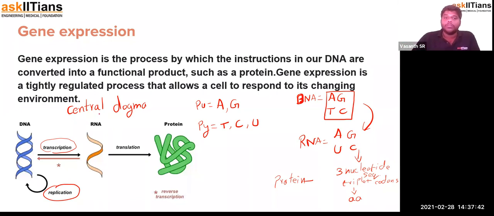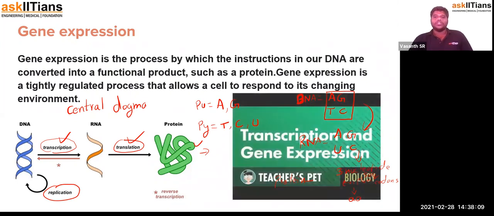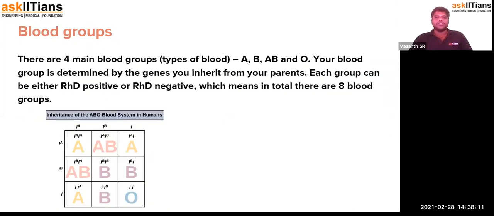So the central dogma is very important: DNA gets transcribed to RNA and RNA gets translated to protein. The conversion of DNA to RNA is transcription, and the conversion of RNA to protein is called translation. The protein undergoes certain modifications to become functional and perform its function. This is how gene expression takes place. Okay, so let's go to the next topic. The next topic will help us understand how genetic probability actually works.